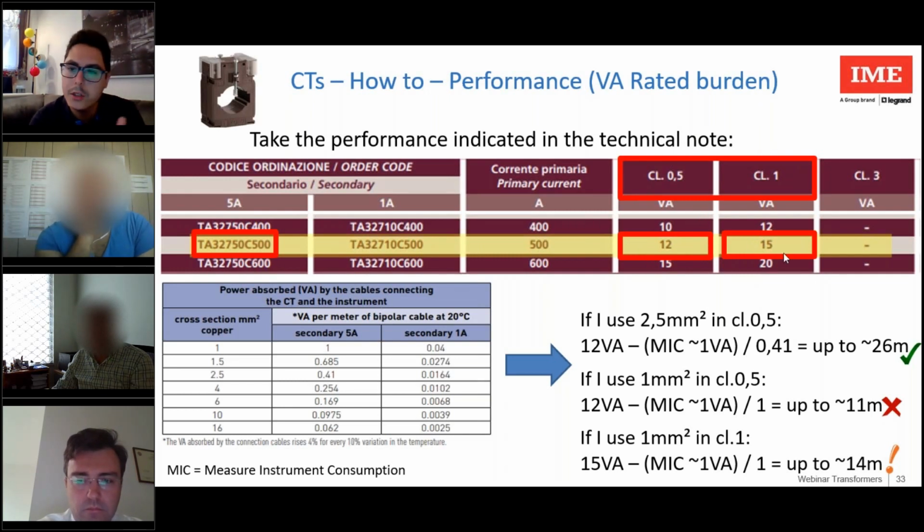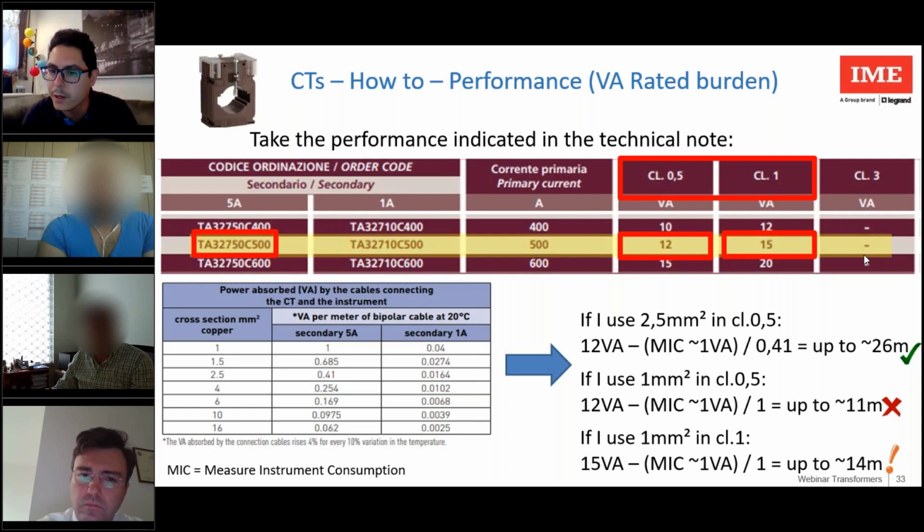So it changes the error, the accuracy of the current transformer, up to 50 amps. Over 50 amps, you are in another class. In this example, there isn't assigned the volt amps in class 3 because it's not tested for class 3. So you increase the error if you exceed the maximum performance given by the current transformer.